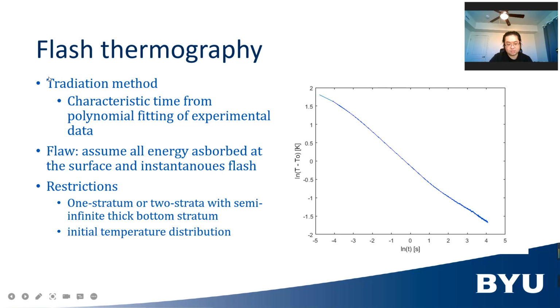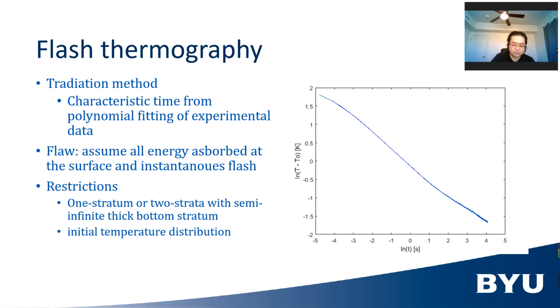The traditional method of flash thermography uses characteristic time from polynomial fitting of the experimental data to obtain the thermal property of the sample. It assumes that all energy is absorbed at the surface and the flash is instantaneous. This is problematic for powder because for powder there will always be in-depth absorption and the flash is not instantaneous. In this case, the traditional method can only be a rough estimate of the true thermal property of the powder.